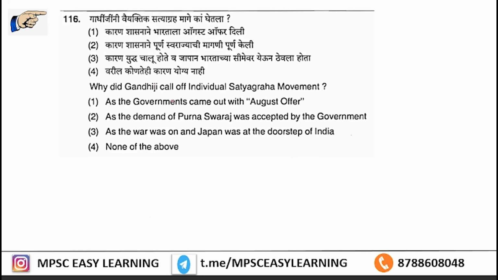Next one, why did Gandhiji call off individual satyagraha movement? As the government came out with the August offer, as the demand of Purna Swaraj was accepted by the government, as the war was on and Japan was at the doorstep of India, none of the above. Here your answer is option 3. As the war was on and Japan was at the doorstep of India, that is the reason Gandhiji called off the individual satyagraha movement.